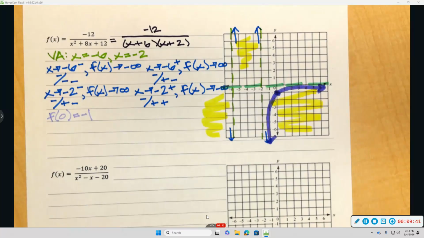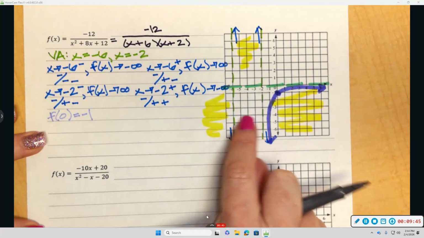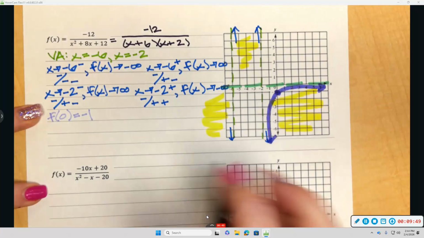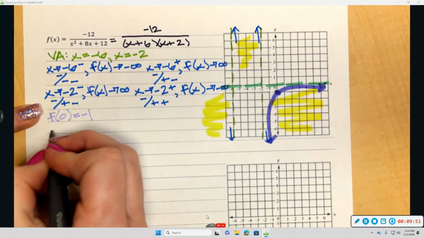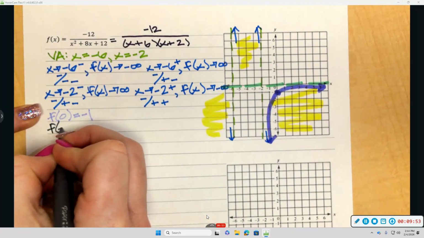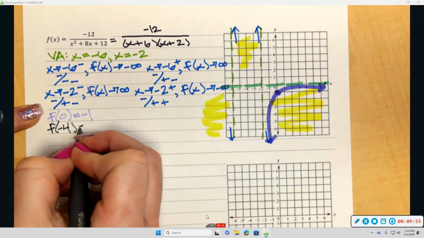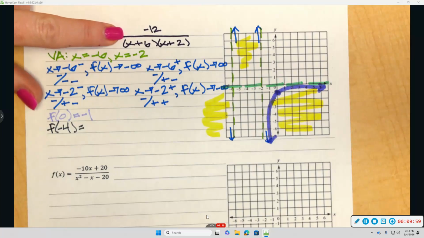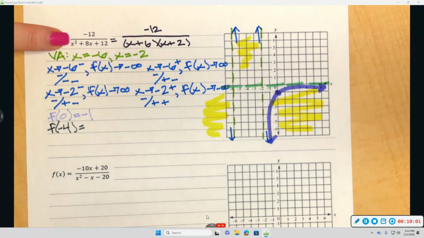So the other points are just up to us to give a shot here. We need something in between here. Why don't we try negative 4? I just chose it because it's in the middle. Now when we plug in the negative 4, I find it much simpler to plug into the factored version than the unfactored version. I don't know if that's what we'd call it.